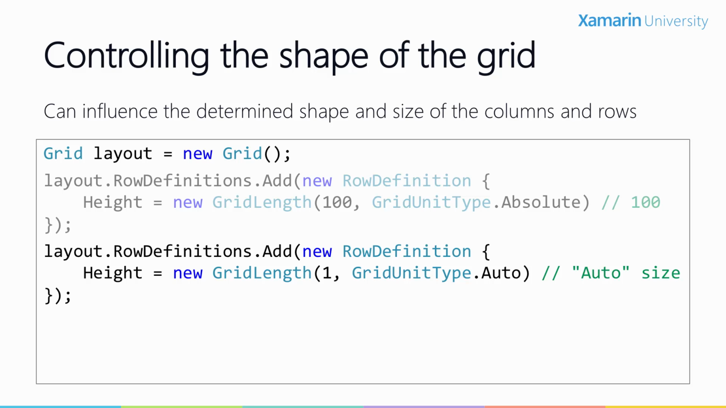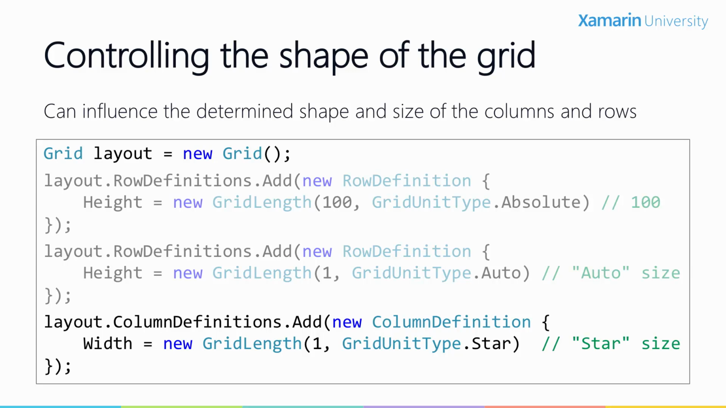Now the last example is creating a single column that is star-sized. And this means that the column size will be determined by the available space. So not by the content, but by the space around it. And here the number that is passed in, the one that we have here, this now really has a meaning because it is a multiplier. It determines the ratio between other columns that are also star-sized.